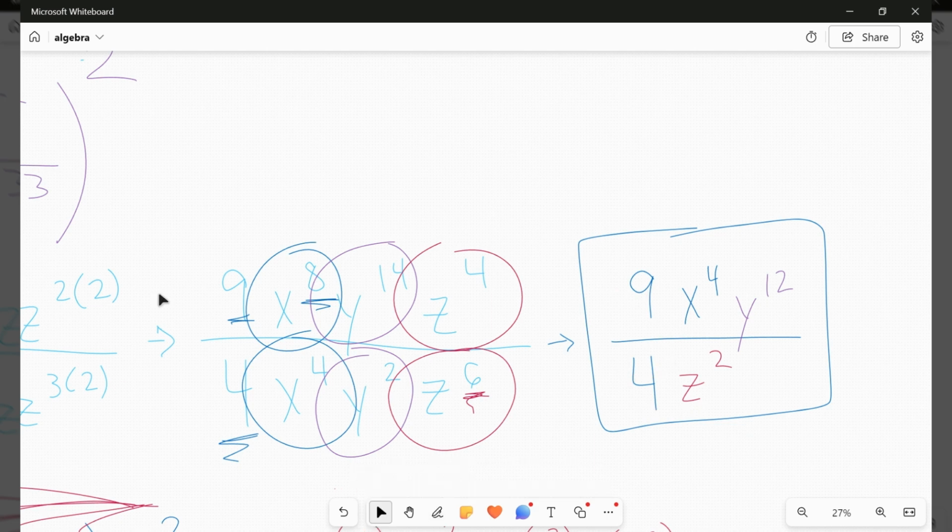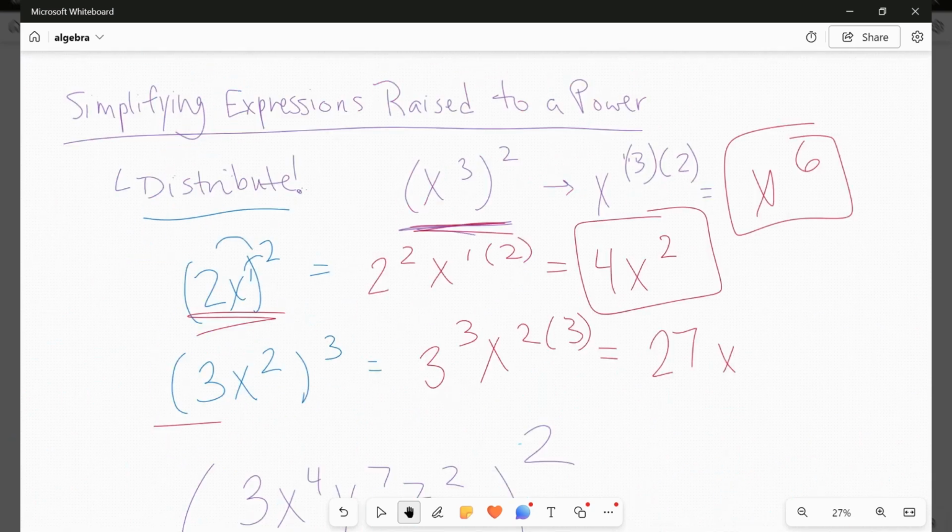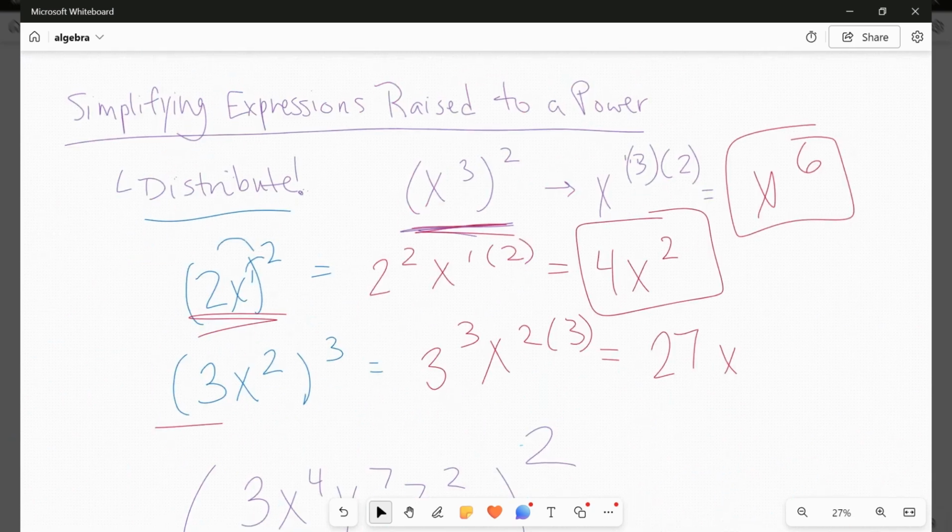So in this video, I hope you learned a little bit about simplifying expressions raised to a power and how we can use the power rule as well as our other exponent rules to simplify based on this distribution and these previous rules we learned.